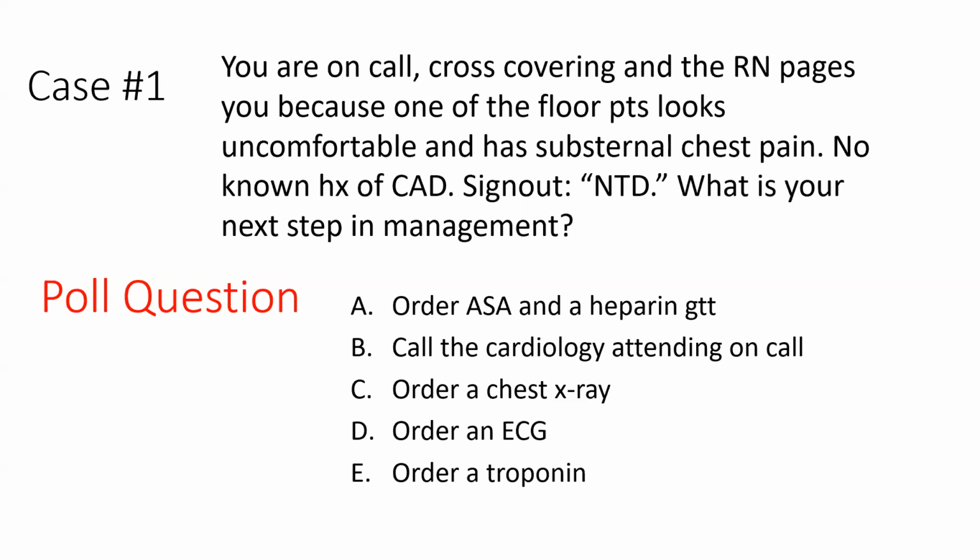So now I'm going to talk about some cases. That was kind of the introduction, and we're going to talk about some cases and get people's thoughts. You're on call, cross-covering, and the nurse calls you because this patient is having chest pain. He's uncomfortable. He has no history of CAD, and the sign out says nothing to do, so you didn't get much of a sign out. And the patient wasn't even here for cardiac issues. So what's your next step?